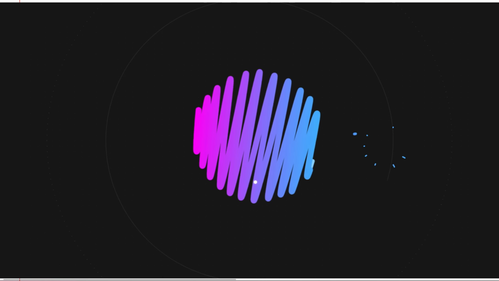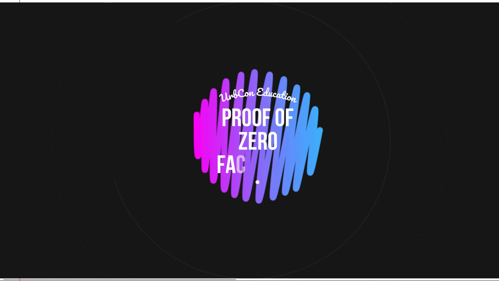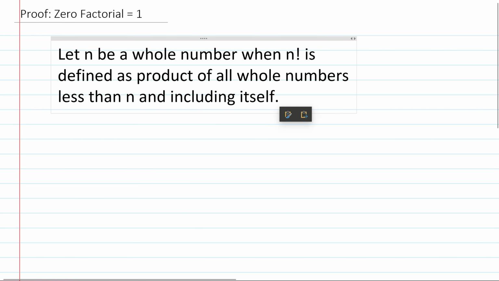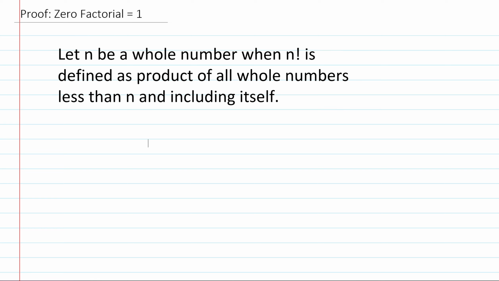Hey everyone, this is a quick proof on why 0 factorial is equal to 1. So we start with letting n be a whole number, where n factorial is defined as the product of all whole numbers less than n and including itself.